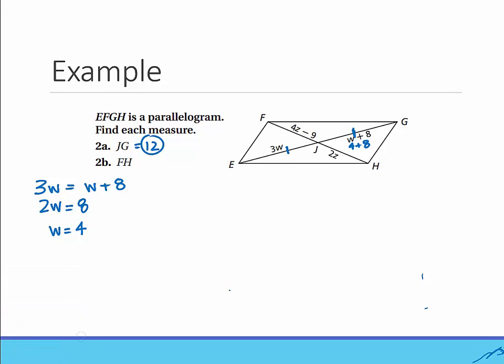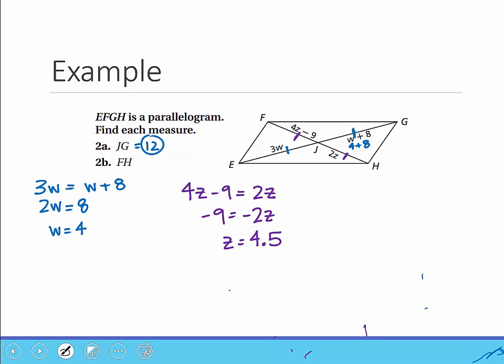FH is going to be found exactly the same way. It's this whole length right here. Again, we don't have enough information right now, but I know that these two have to be congruent. So I know that 4z minus 9 has to be exactly the same as 2z. So again, do a little algebra, move some things around. You end up with a value for z, 4.5.